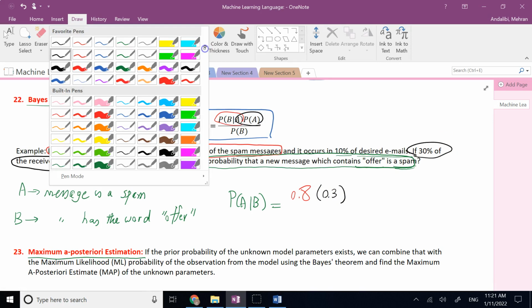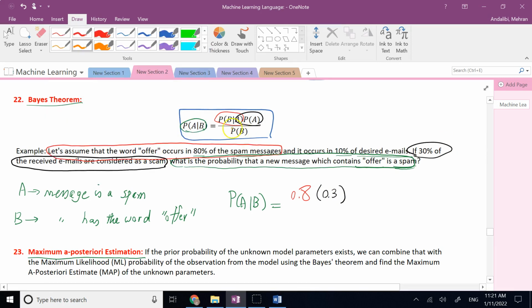It says, what is the chance of B? What is the chance of emails containing the word offer? It says the word offer occurs in 10% of the emails. So that is 10%. So now what is your chance? You get 2.4, which is not possible.